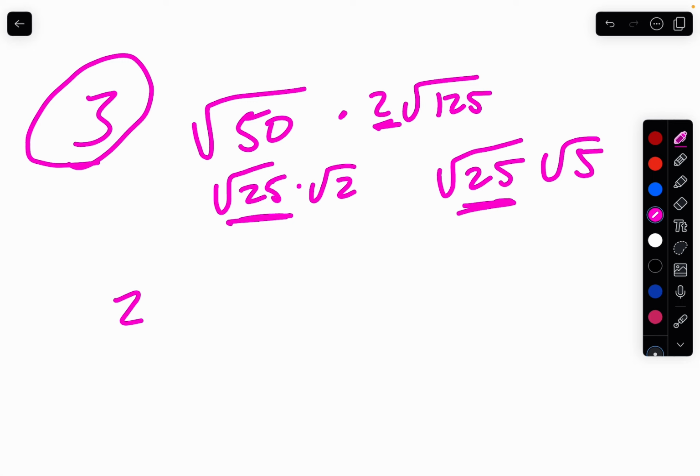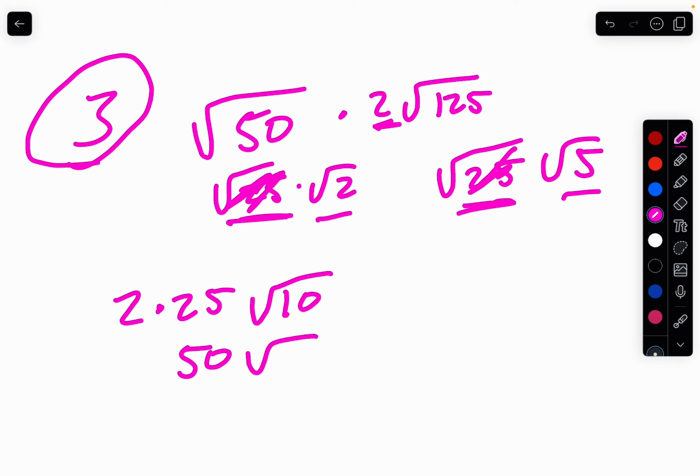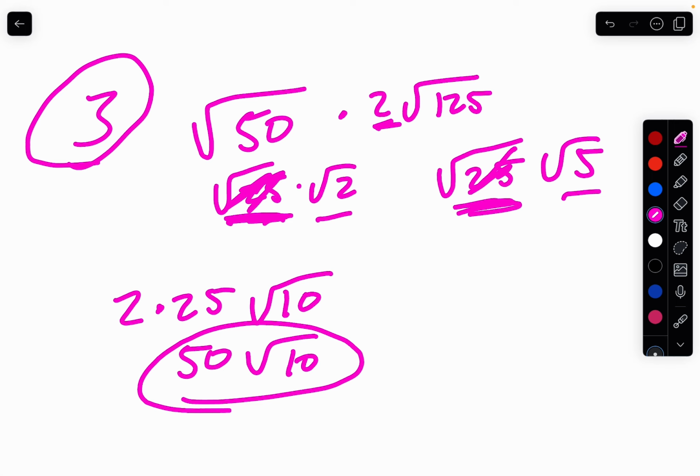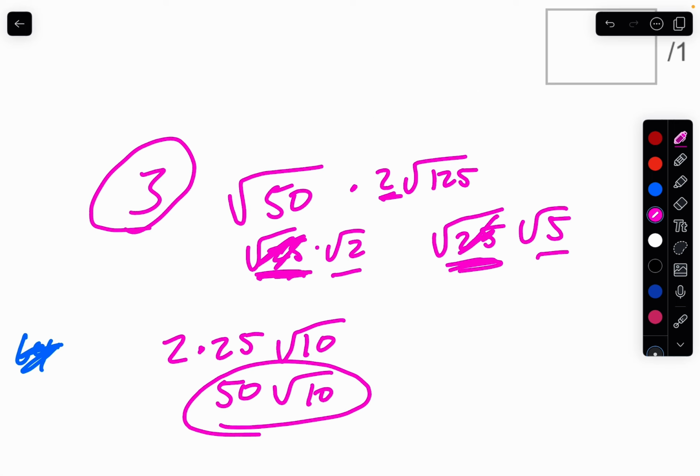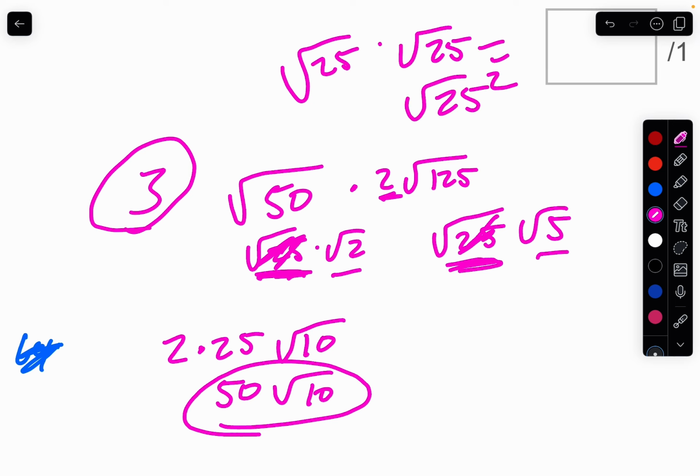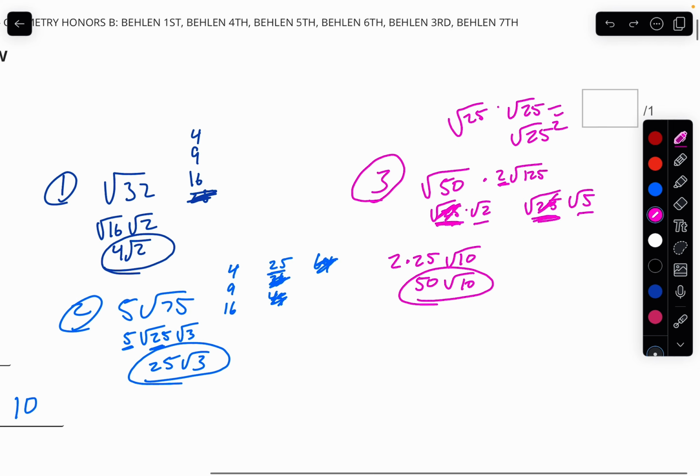Root 25 times root 25 is whole number 25. And then root 2 times root 5 is root 10. 25 times 2 is 50 root 10. So we pull out a common factor. Why do we do that? Because if it's the same radical twice, the radical cancels out. As a quick reminder, root 25 times root 25 is like root 25 squared, which is whole number 25. That's what I'm doing there.